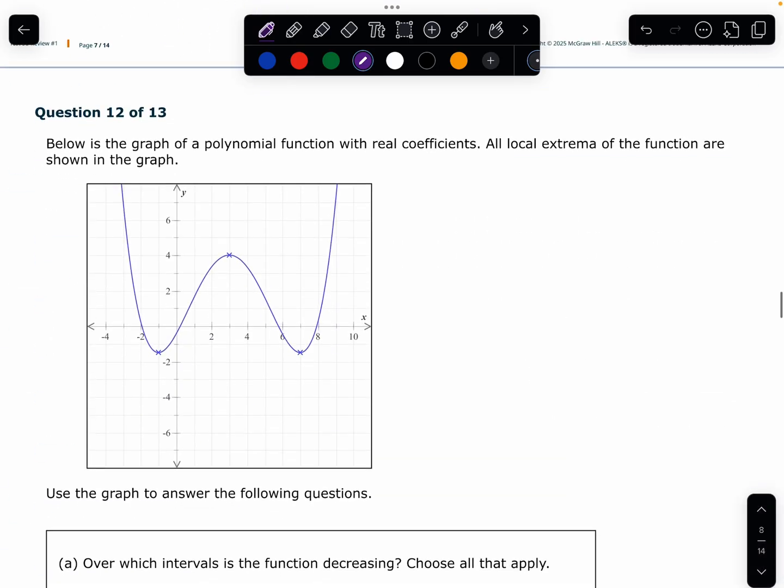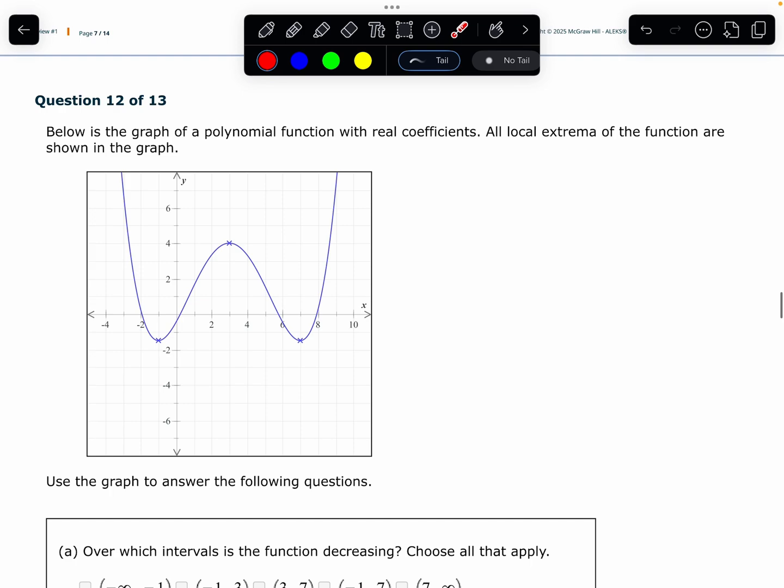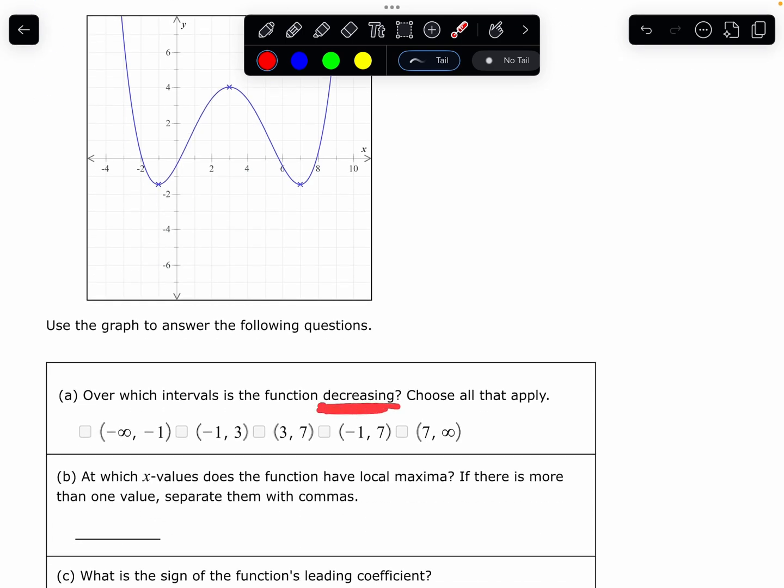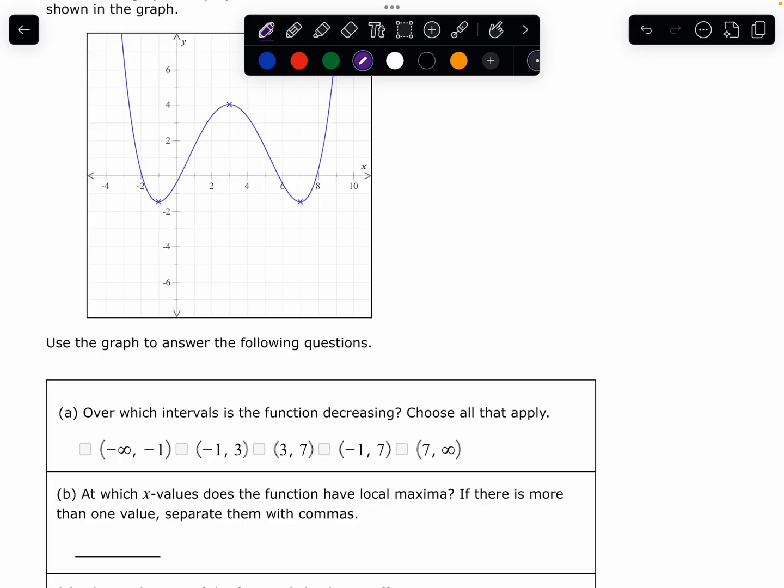Okay, for 12, the graph below is the graph of a polynomial function with real coefficients. All local extrema of the function are shown in the graph. We're looking for intervals of decreasing. If you're reading the graph left to right, take your pencil, start from the very left, and start tracing it. If you're tracing downwards, that means the function is decreasing. So we start decreasing, but then here we switch directions, and then we're increasing, then decreasing, then increasing. Your question might be asking for increasing or decreasing. That's how you can tell.